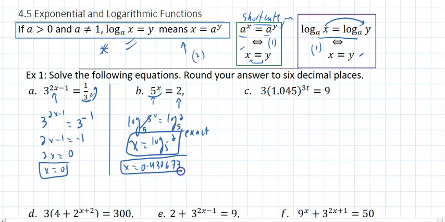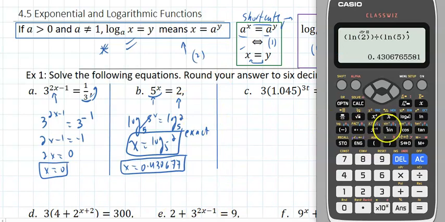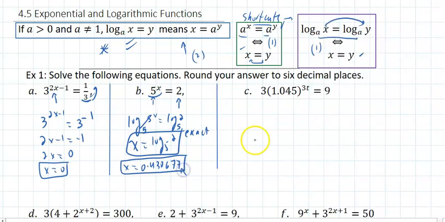And I could check if I am taking a test. If you take 5 and you raise it to the 0.430677, you get 2.000. The reason you're getting over is because we rounded up. So you'll never get exactly 2. Either a bit above 2, or if you round down, it'll be 1.99999.